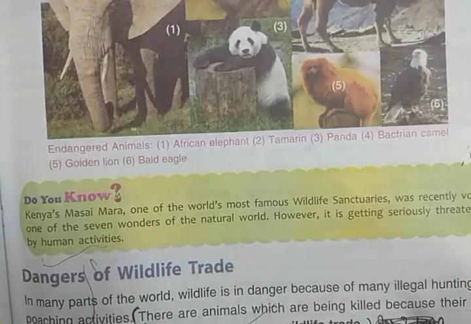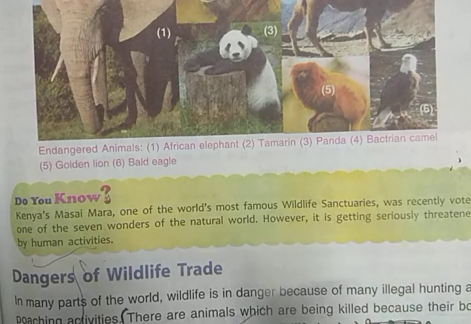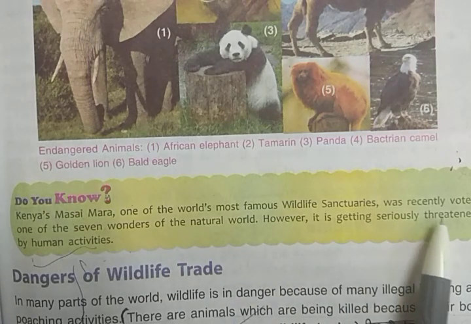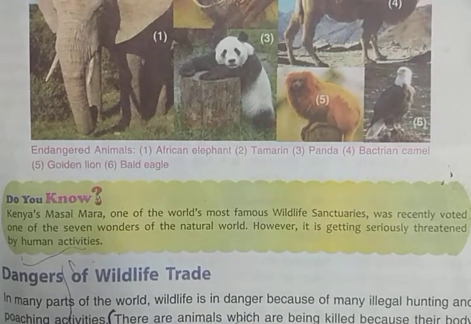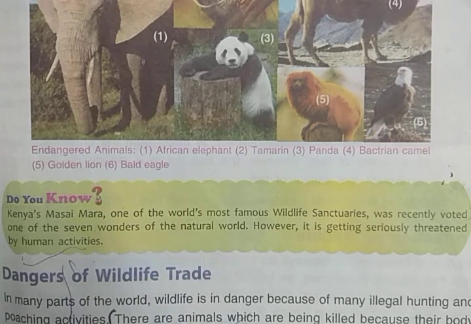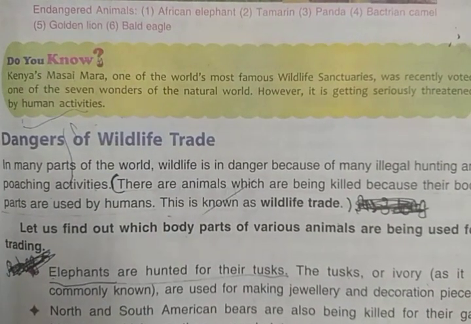Do you know Kenya's Masai Mara, one of the world's most famous wildlife sanctuaries, was recently voted one of the 7 wonders of the natural world. However, it is seriously threatened by human activities. So we have already discussed that there is no place where humans are not interfering. So here also, it is a very famous wildlife sanctuary, but it is seriously threatened by human activities. That means humans are going here and killing the animals there.